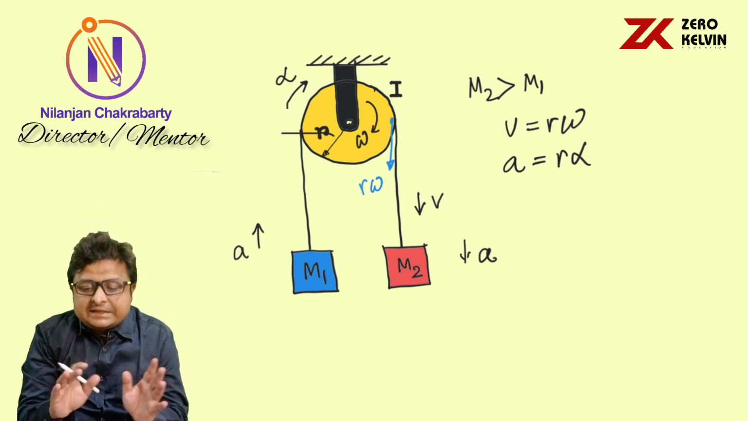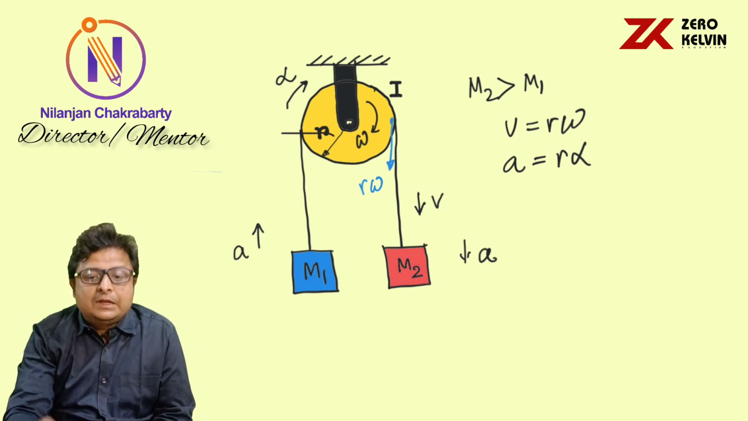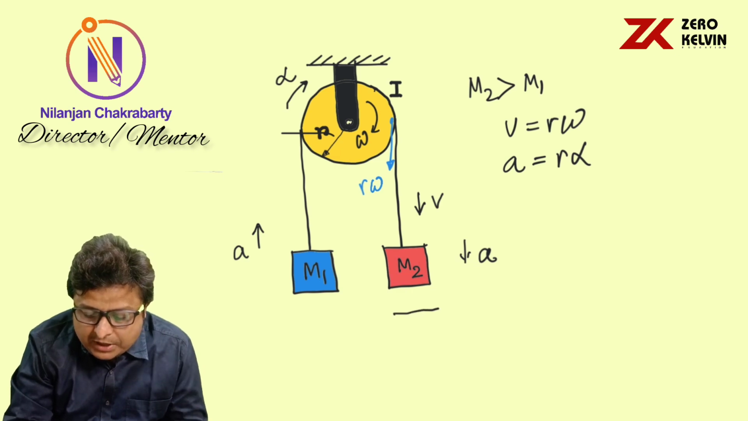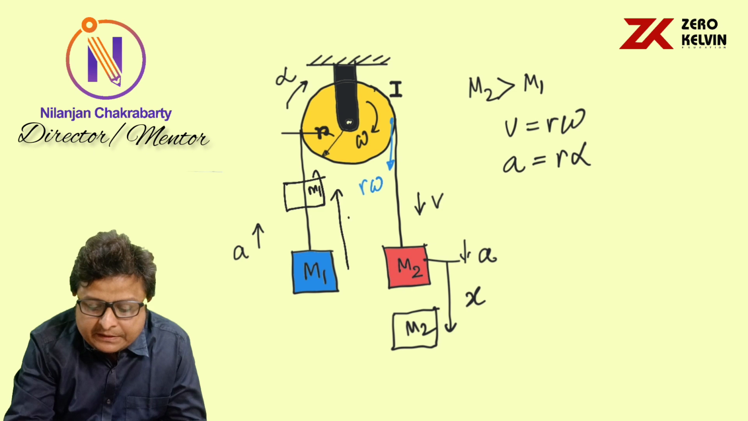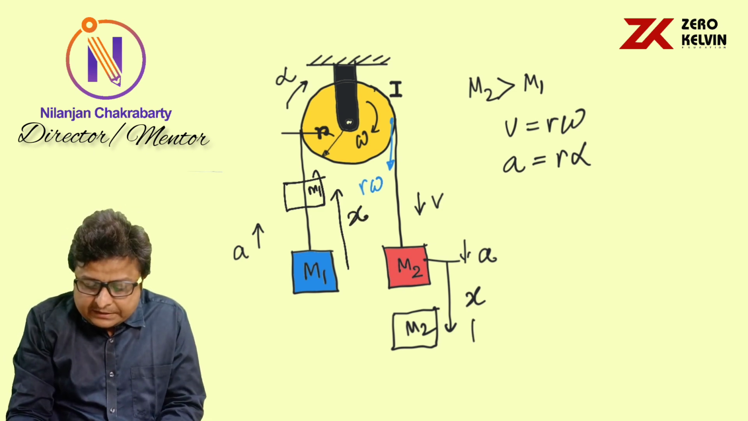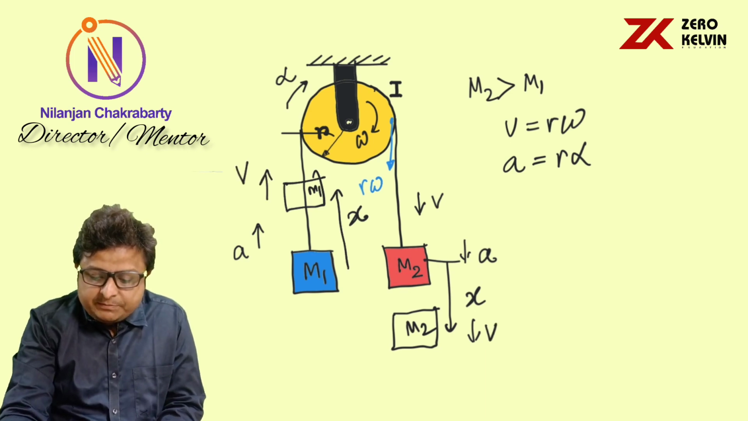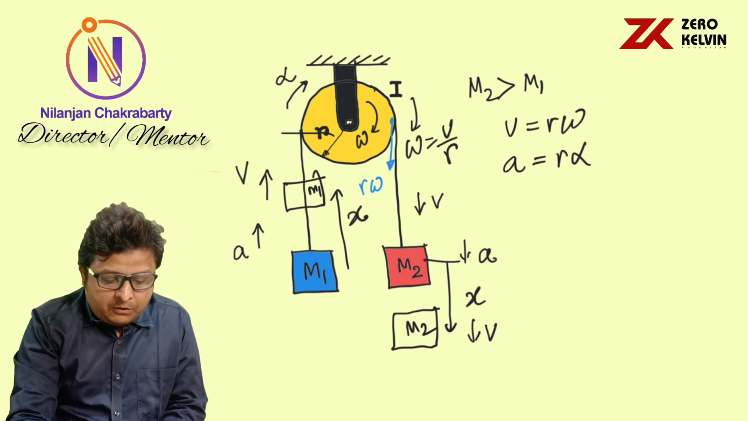Now we can totally skip this tedious force and torque problem-solving method and do it in one shot by the work-energy theorem. So by the work-energy theorem, if you assume that M2 goes down by distance x, M1 will also go up by the same distance x. So after going down a distance x, M2 gains speed v, M1 also gains speed v, and the angular speed of the pulley is equal to v by r.